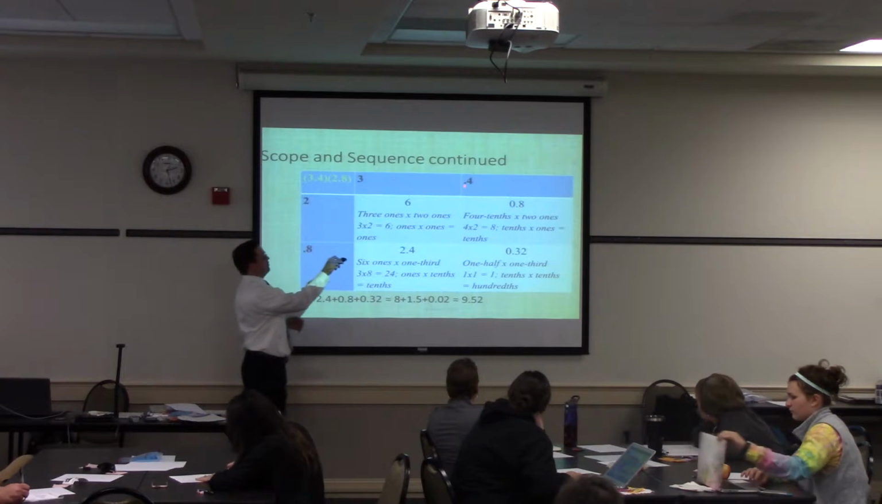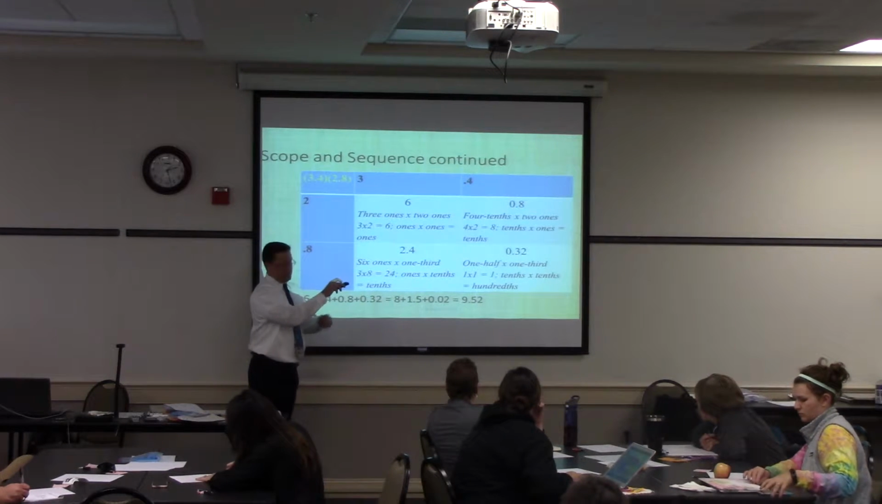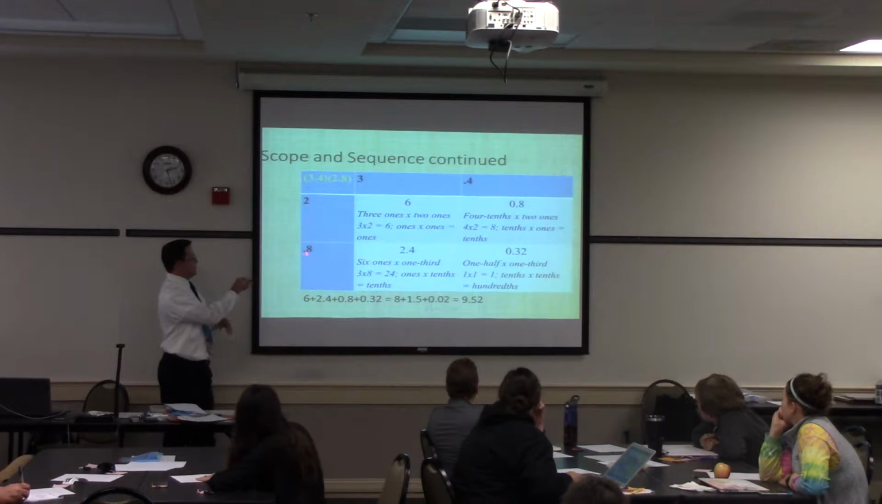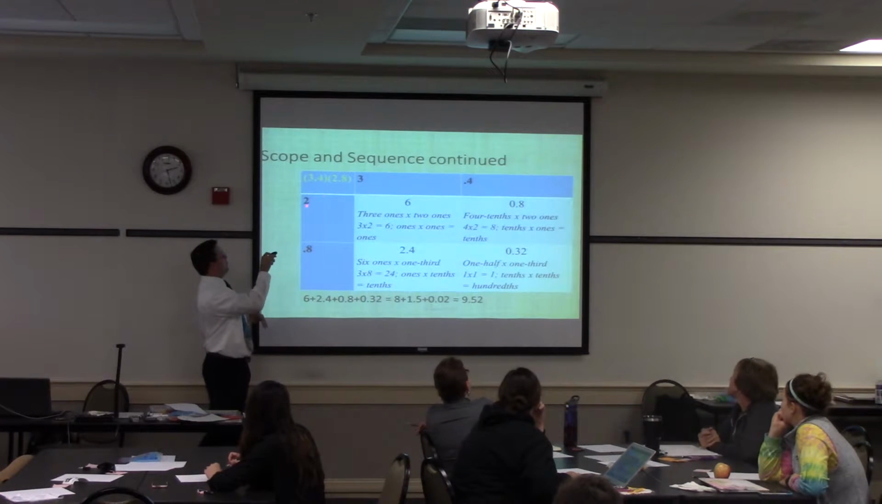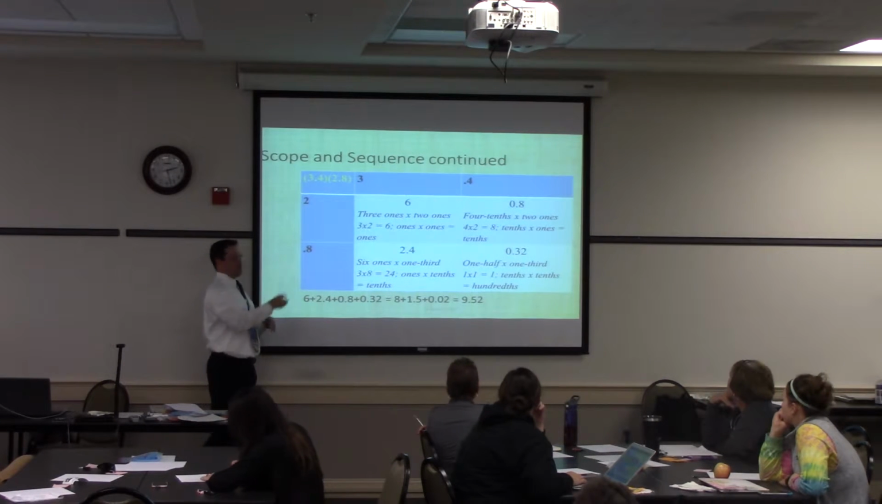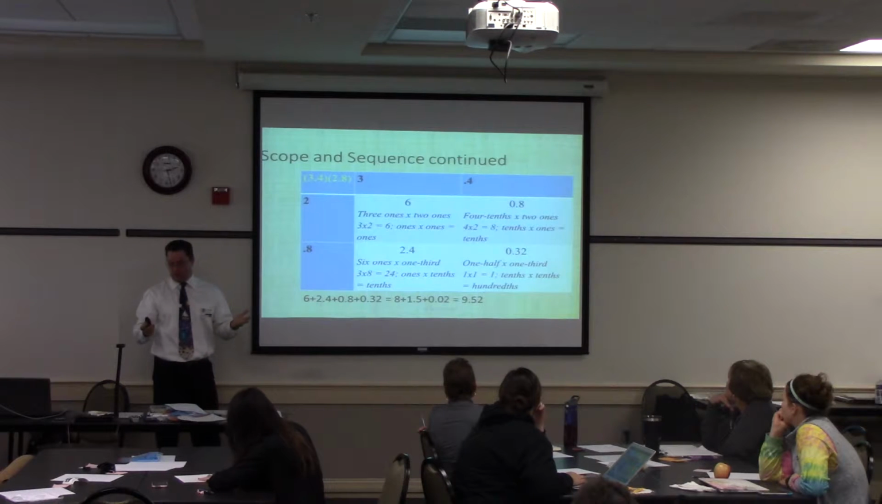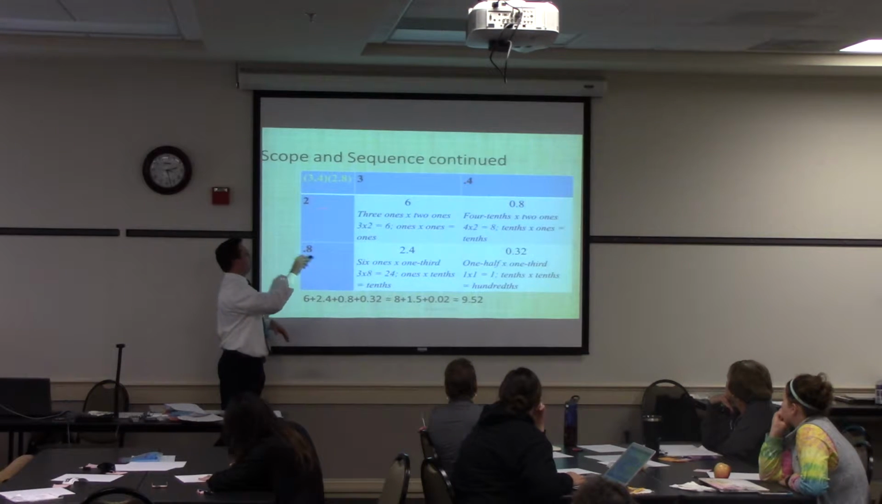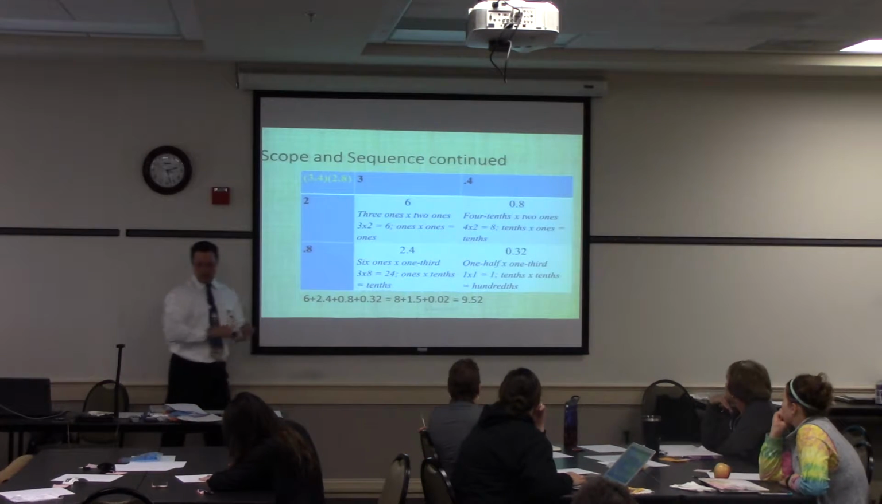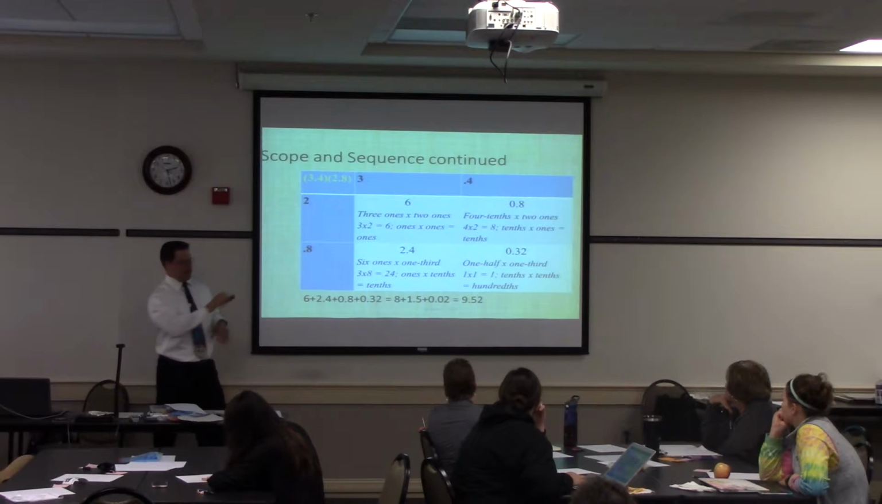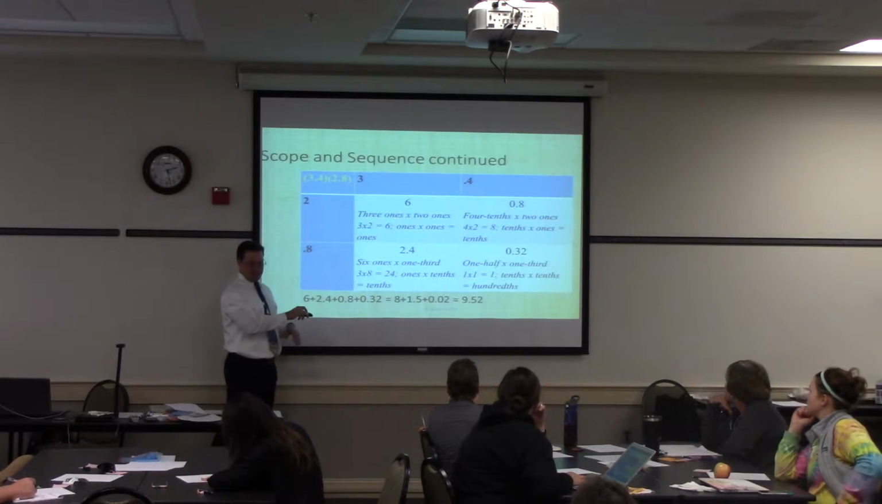So 3 ones and 4 tenths. 2 ones and 8 tenths, right? 3 ones times 2 ones. 3 times 2 is 6. Ones times ones is, it's still in the ones place. 4 tenths times 2. 2 times 4 is 8. The answer is in tenths.